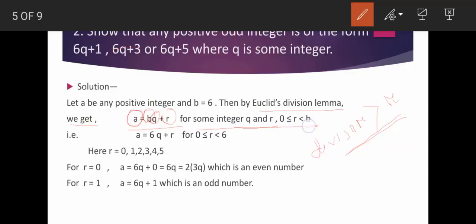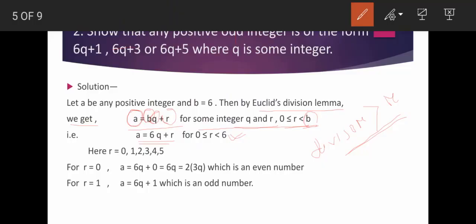So that is what we have observed here. Now when we replace b by 6, we got a is equal to 6q plus r for 0 less than or equal to r less than 6. That means this b will be getting replaced by 6. So values of the remainder will be in between 0 and 6.